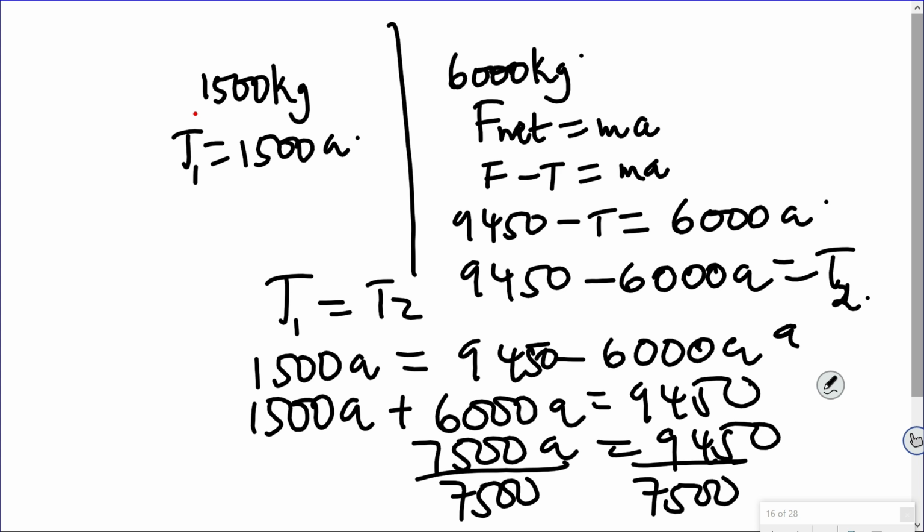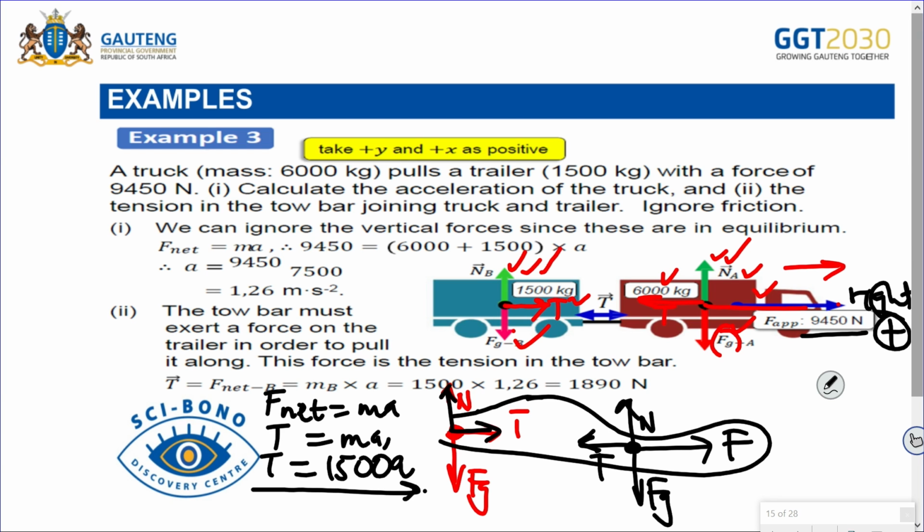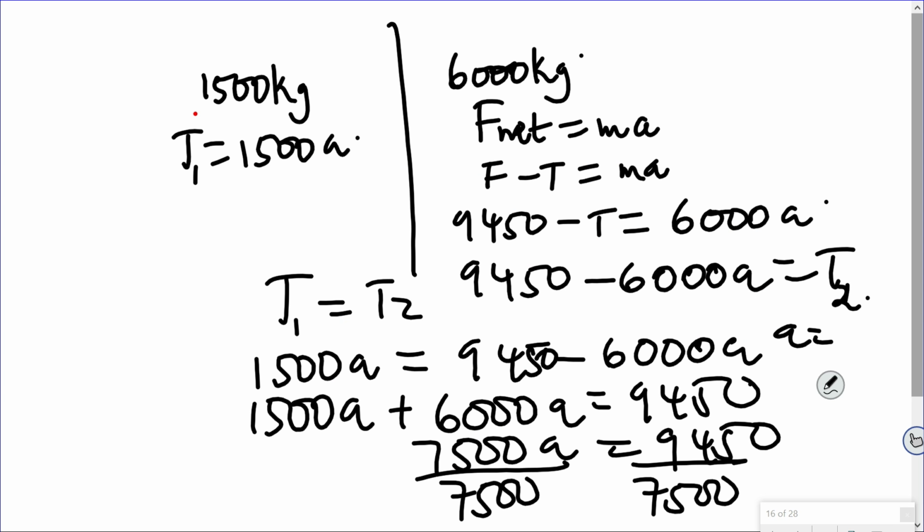Then we'll get the magnitude of A. So this is the magnitude of A that they got, which is 1.26. Right? So it's 1.26 meters per second squared in the original direction of motion, or in this case, to the right. Okay, so that is how we can find the acceleration there.